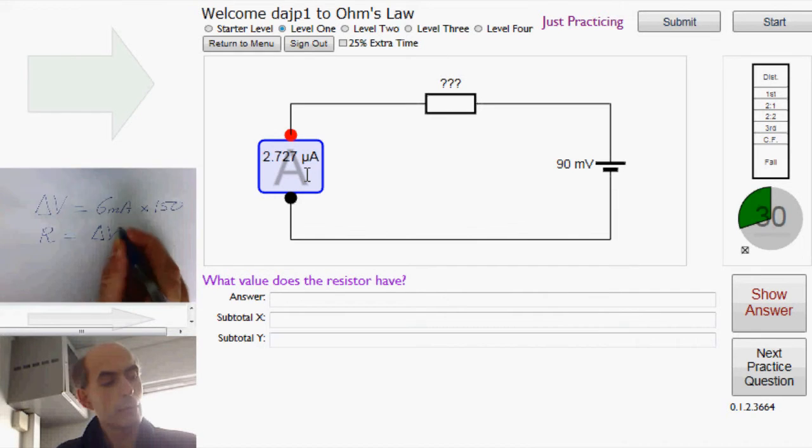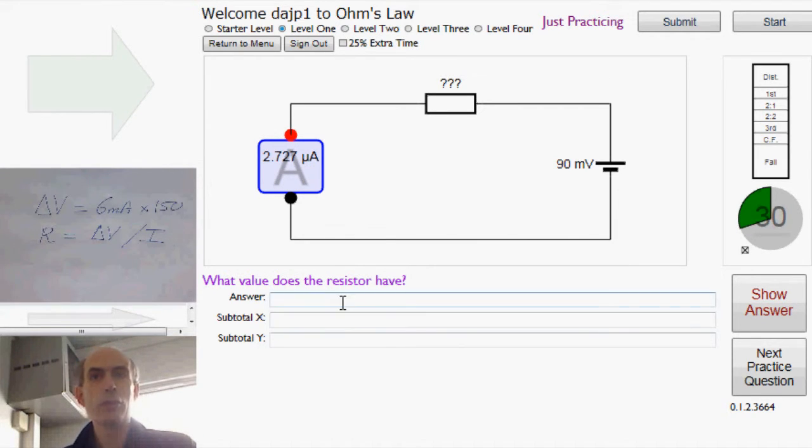So we apply Ohm's law in the form that tells us that the resistance is equal to the difference in the voltage divided by the current, which in this case would be 90 millivolts divided by 2.727 microamps. And it's not too easy to type a micro symbol. That's micro for 10 to the power of minus 6. So if you just type U, that will be fine. That's a fairly standard thing to do. Since it's hard to type mu, you type U instead, and everybody will know what you mean, including this calculator.